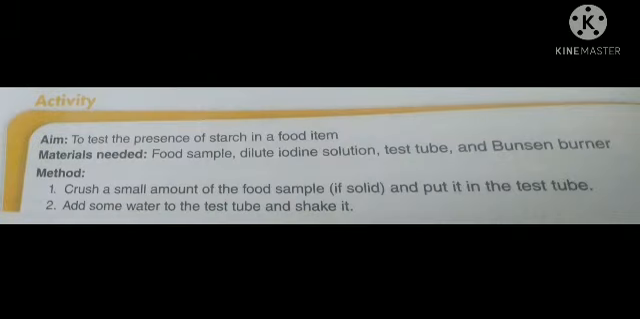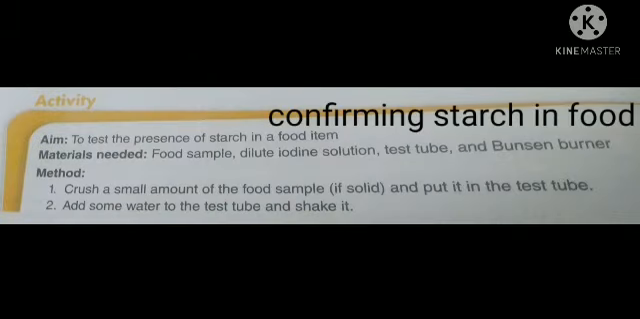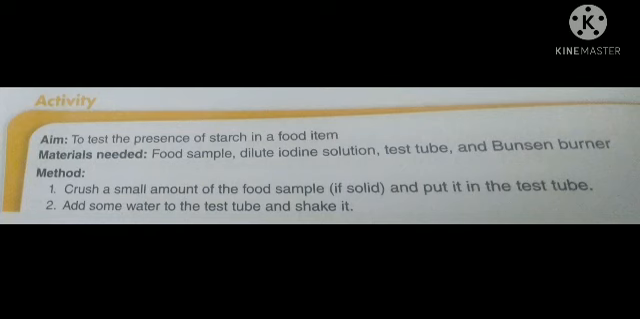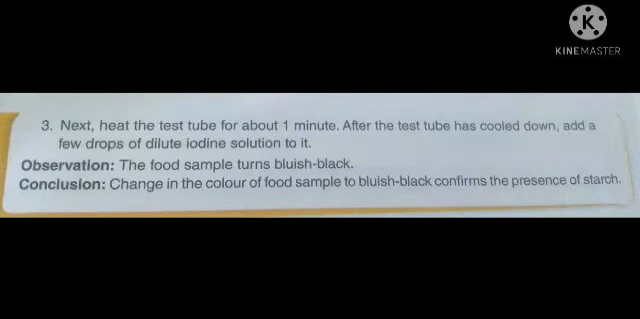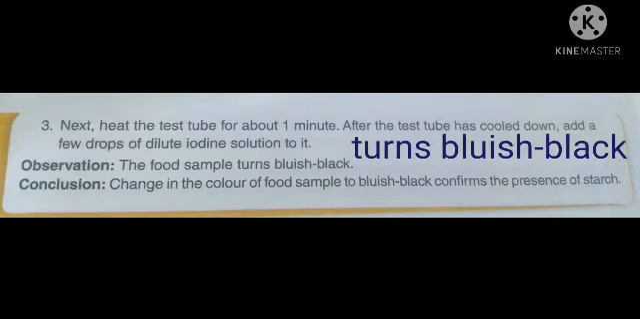Let us now test the presence of starch in a food item. The materials required would be a food sample, dilute iodine solution, test tube, and Bunsen burner. The method would require crushing a small amount of food sample and putting it in the test tube, adding some water to the test tube and shaking it. Next, we should heat the test tube for about a minute, and when the test tube has cooled down, we add a few drops of dilute iodine solution. We'll observe the food sample turns bluish black if it contains starch.